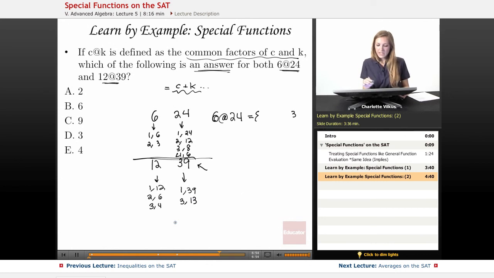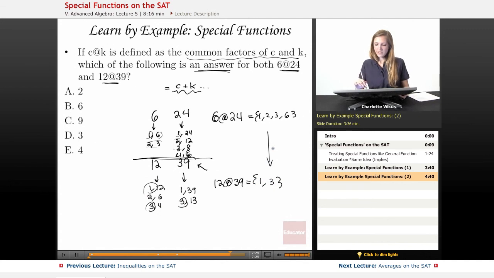So if I were just looking for 6 at 24, I'd say, okay, well, 1 obviously is in both of them. That's sort of redundant. But then I have 6 on both of them, and I also have 2 and 3 on both of them. So my answer here would be 1, 2, 3, and 6. And for 12 at 39, all I really have is 1 and then 3. So those are the two common ones.